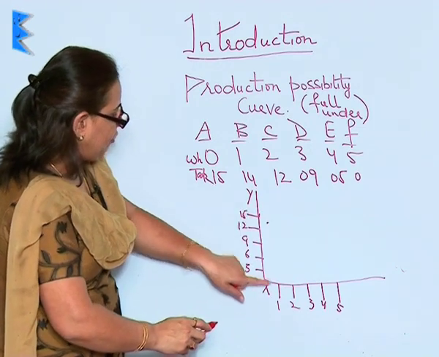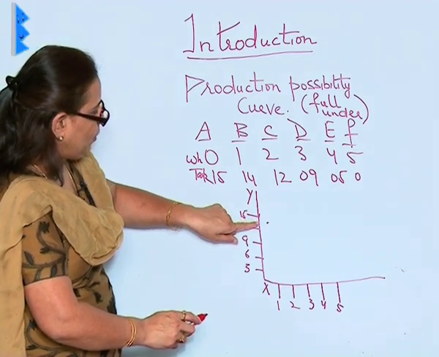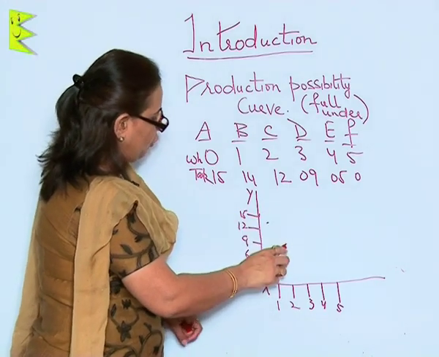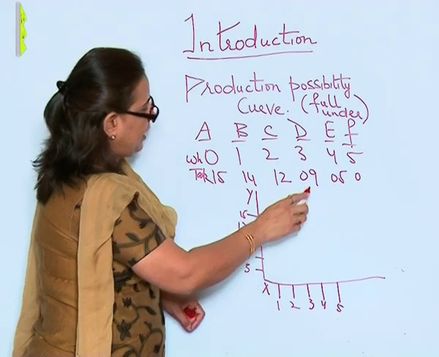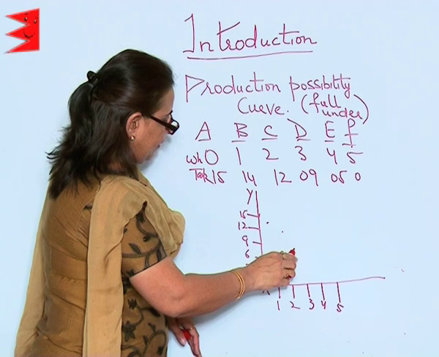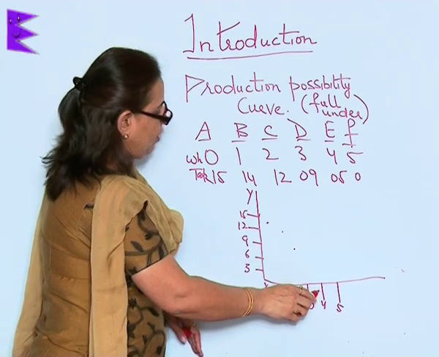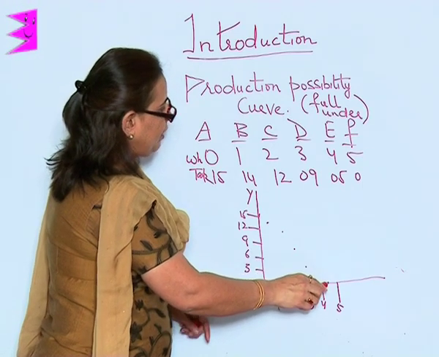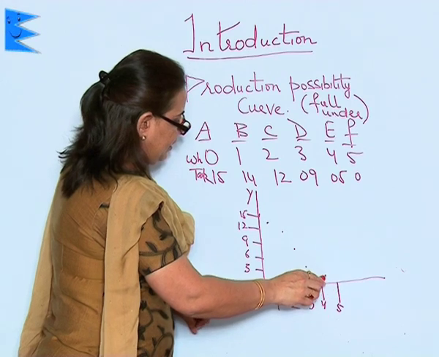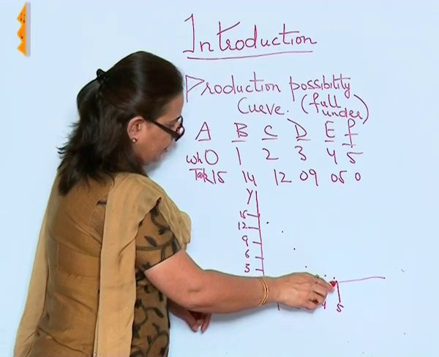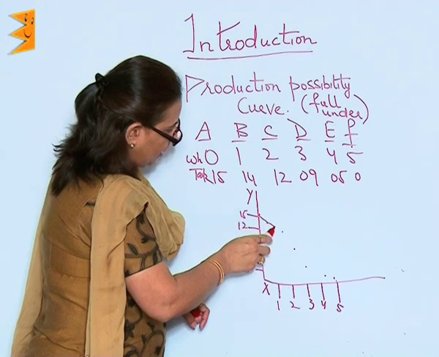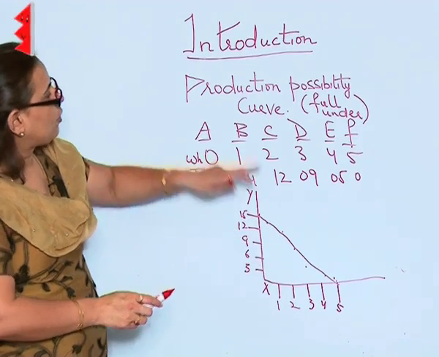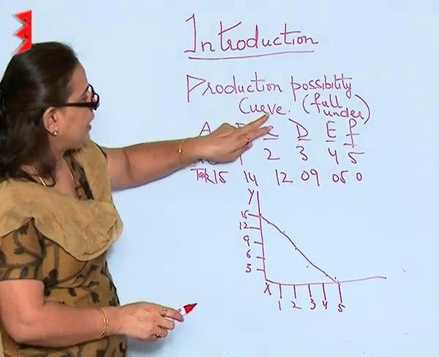So, what I have done is, for 0 it was here, then 1 for 14, then 2 for 12, then I have 3 for 9 here, then I have 4 for 5, which means here, and for the next one, that is the 5, I have the 0 here, which means the curve which I will be drawing will be this. When I draw this curve, this is called the production possibility curve.